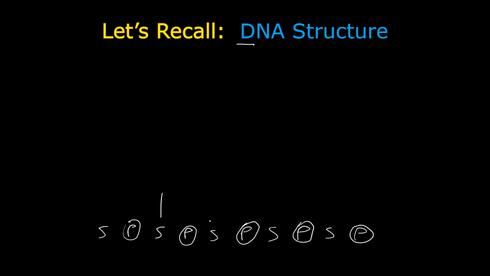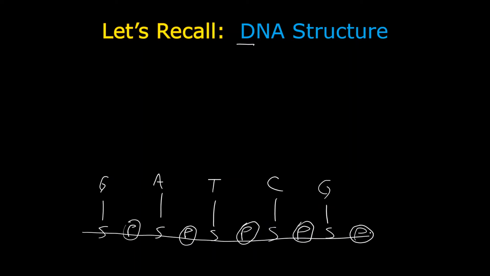And then hanging off the sugars is some sort of base. It could be a G, an A, a T, or a C if we're talking about DNA. Just for fun, I'll put a G here because he looks lonely sticking out like that. So we have our sugar phosphate backbone, we have the bases sticking up, and then, of course, you'd have another one.